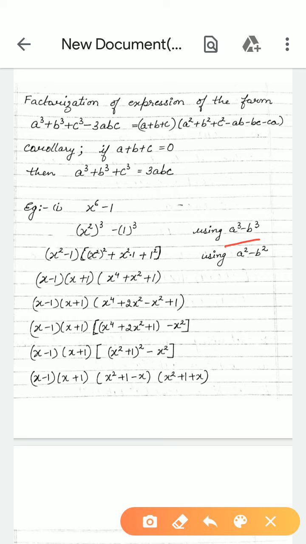So using the above identity which we discussed right now, we have (x square minus 1) bracket (x square) whole square plus x square into 1 plus 1 square. That identity was (a minus b) bracket a square plus ab plus b square. So in place of a and b, we are writing x square and 1. x square minus 1 can be further factorized as (x minus 1) and (x plus 1) using the identity a square minus b square. x4 plus x square plus 1.